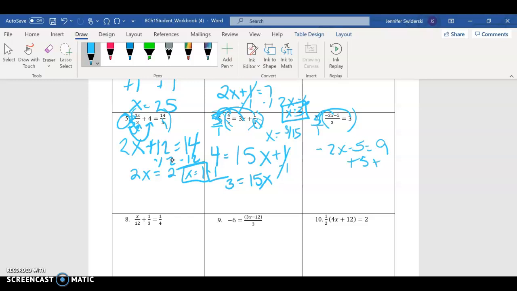Do I know how to solve this? Yeah, we're going to add 5 to both sides. I'm left with 14 is equal to negative 2x. Divide both sides by negative 2. x is negative 7.